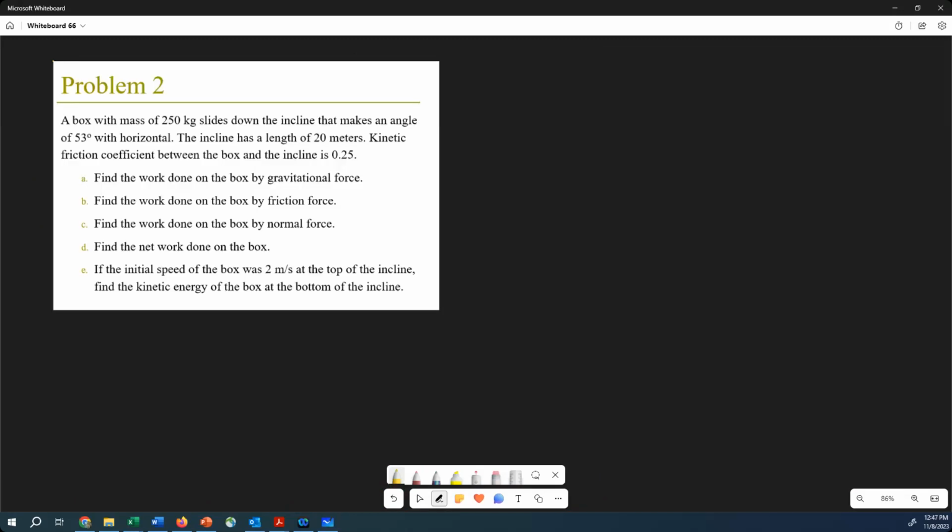Great. So the question. Let me draw the situation for the question. There is a box with a mass of 250 kilograms sliding down an incline that makes an angle of 53 degrees. So we have this 53, and there is a box here.